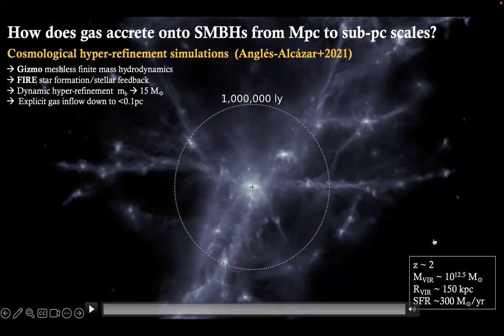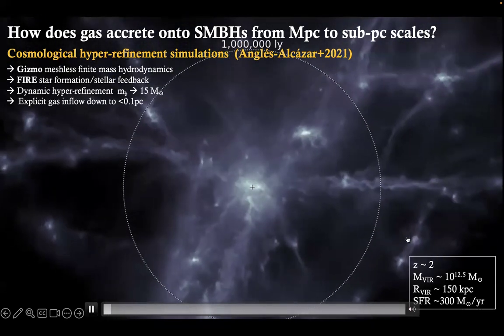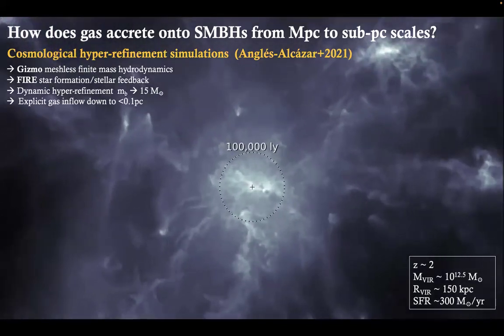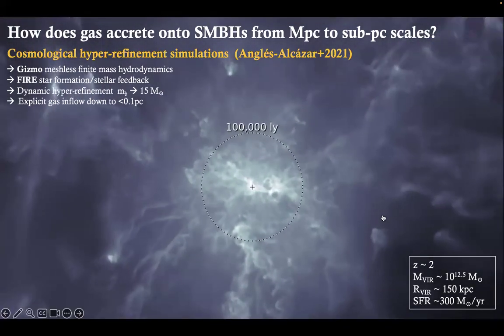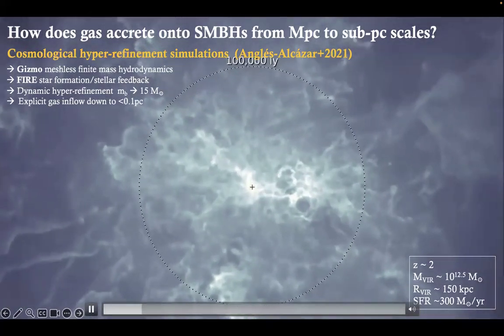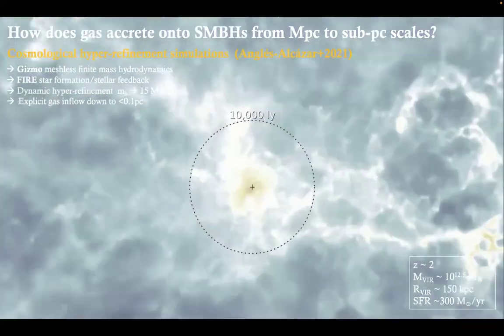And again, for context, this is about redshift 2, a halo mass of about 10 to the 12.5, star formation rate of the central galaxy of a few hundred solar masses per year. So now we go in, you're going to see sort of circles indicating the scales as we proceed. Larger scales, the dynamical times are much longer, so things don't seem to move much.